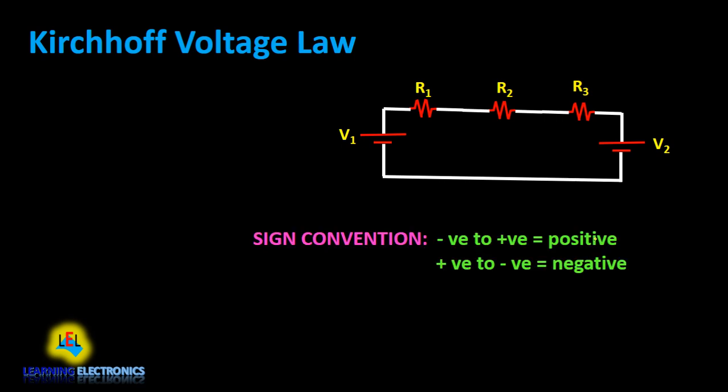Now let us see the sign convention of Kirchhoff's voltage law. When we move from the negative polarity to positive polarity in the loop, then the voltage drop or voltage is taken as positive, and when we move from the positive polarity to negative polarity in the loop, then the voltage drop or voltage is taken as negative.